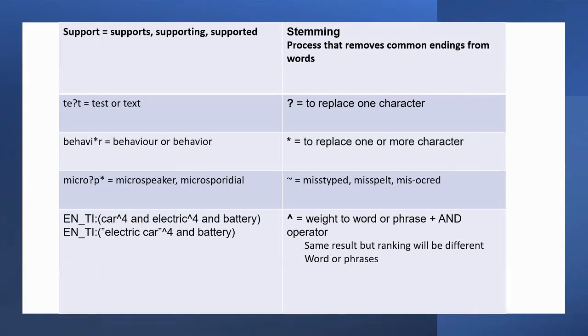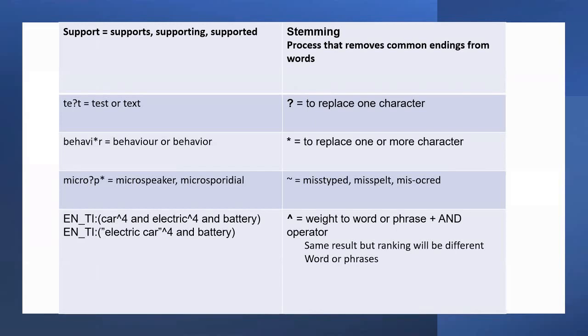And then another option you have is to give more weight to a word or an entire phrase. In this example, on the left column, we search for information in the English title, EN_TI. We have car, the weighting factor 4, electric, the weighting factor 4, and battery. In this case, we want to have car and electric 4 times more, they are 4 times more important than battery. In the second example, electric car alone is 4 times more important than battery.